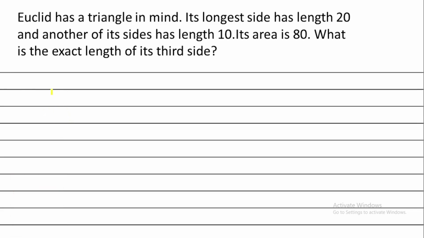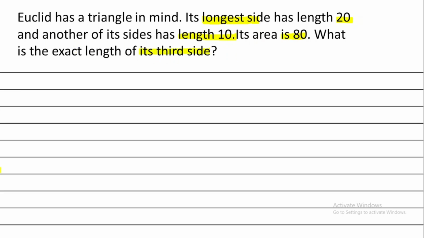Let us see this geometry question. Euclid has a triangle in mind. The longest side is 20 and another of its sides has length 10 centimeter. Its area is 80. We have to find out the exact length of the third side.